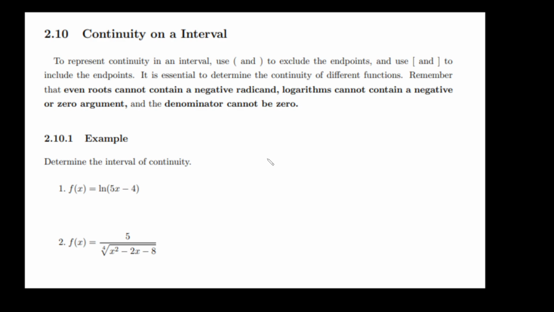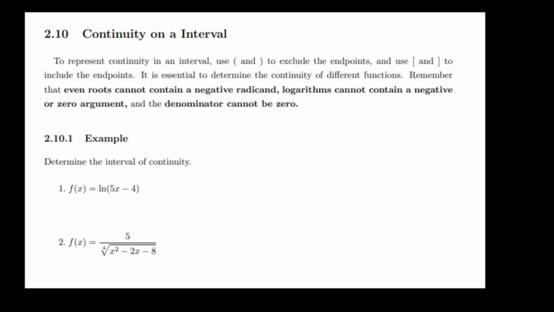And that's just how we measure it on an interval. Another thing to remember is that even roots, so roots that have 2, 4, cannot contain a negative radicand, which is the thing in the middle. And logarithms, so say log or ln, cannot contain a negative or zero argument, whatever is on the inside. And next, in a fraction, the denominator can never equal 0. So that's kind of the main things we're looking at.